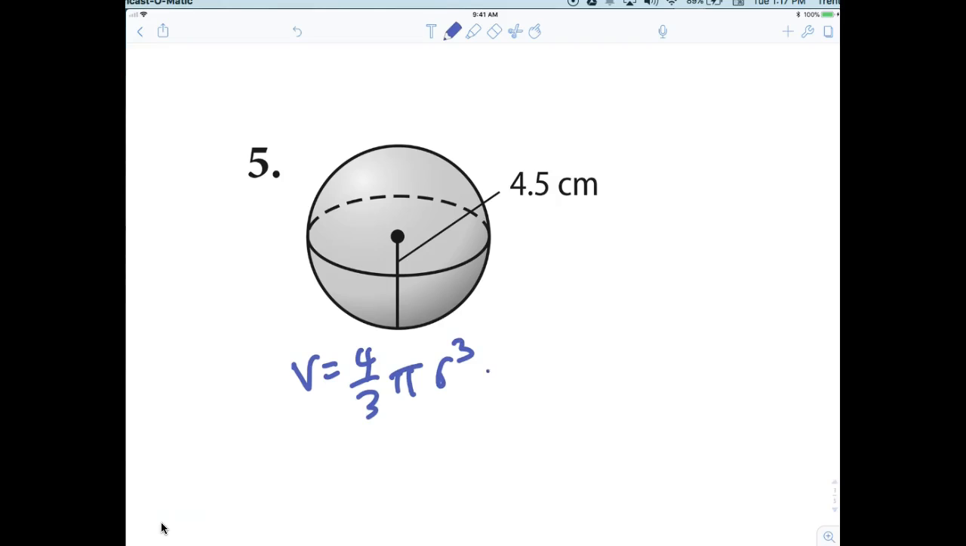And volume is approximately, help me? 381.77 meters cubed. That's what I got. Who said they got the same thing over here?